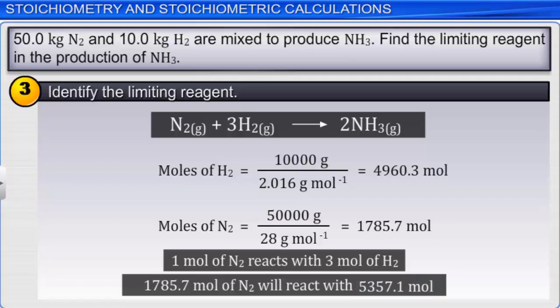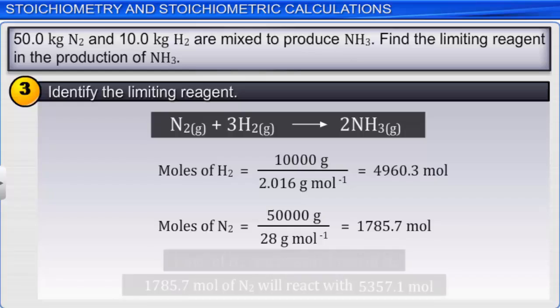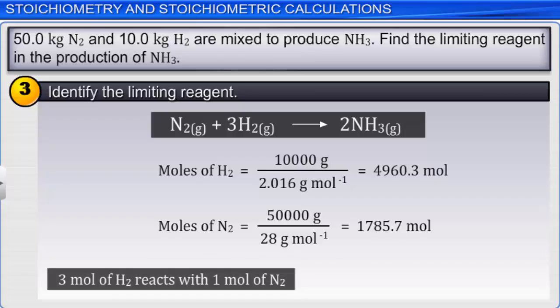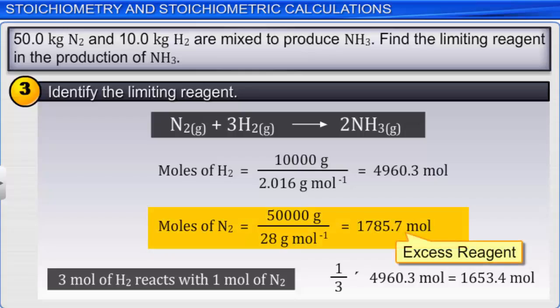However, we have 4960.3 moles of hydrogen, not 5357.1 moles. Thus, we can conclude that nitrogen is not the limiting agent. If we test in the reverse manner, that is, 3 moles of hydrogen reacts with 1 mole of nitrogen, we get 1653.4 moles of nitrogen, as against the 1785.7 moles of nitrogen. Thus, we can say that nitrogen is the excess reagent, while hydrogen is the limiting reagent.